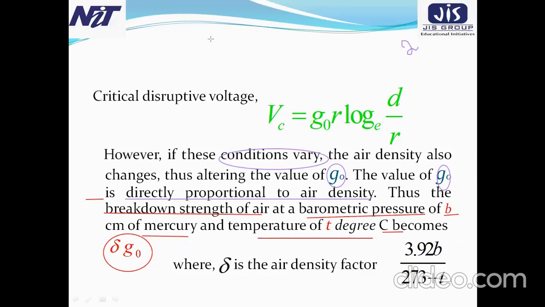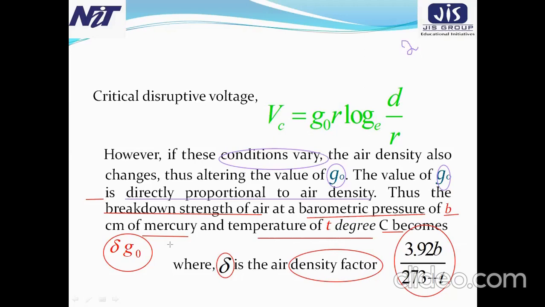We can express this delta as 3.92 B divided by 273 plus T, where B is the barometric pressure in centimeter of mercury and T is the temperature in degree centigrade. So delta is the density factor, and the value of this delta is 3.92 B divided by 273 plus T. Remember this for MCQ or some interview questions.